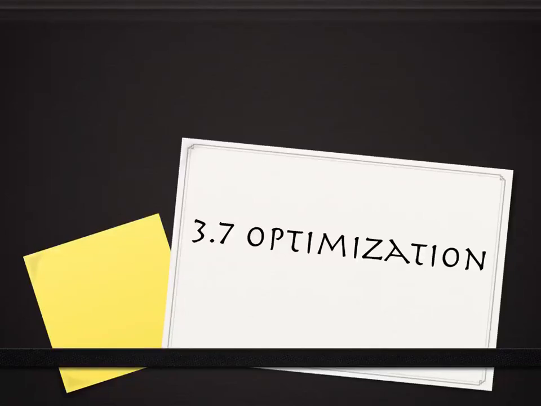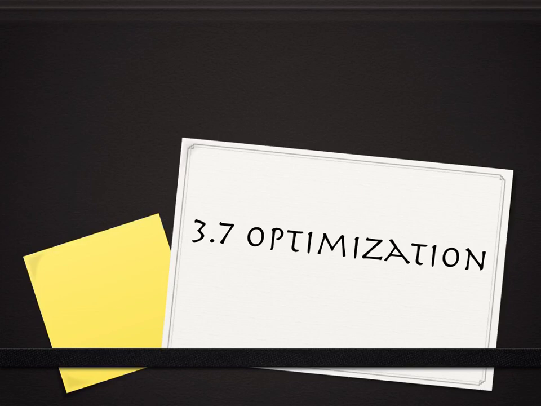Section 3.7, we're going to take a look at a topic called optimization. If you'll remember what Chapter 3 was about, it was about applications of derivatives. We were finding maximums and minimums, perhaps inflection points, things like that. Optimization has to do with maxes and mins. We're trying to optimize some quantity, like making the largest profit you can have.